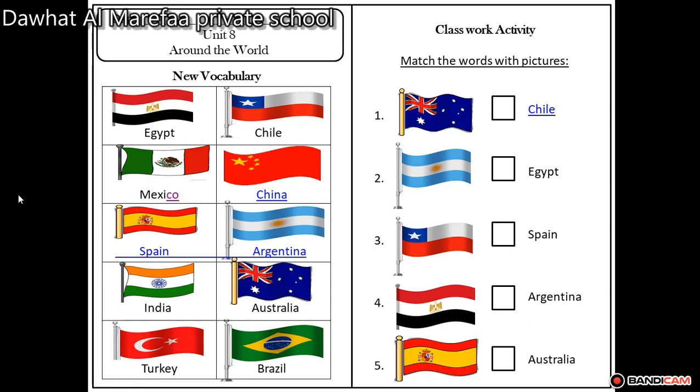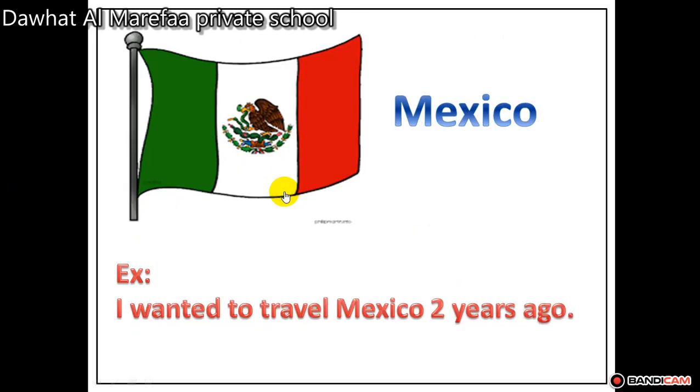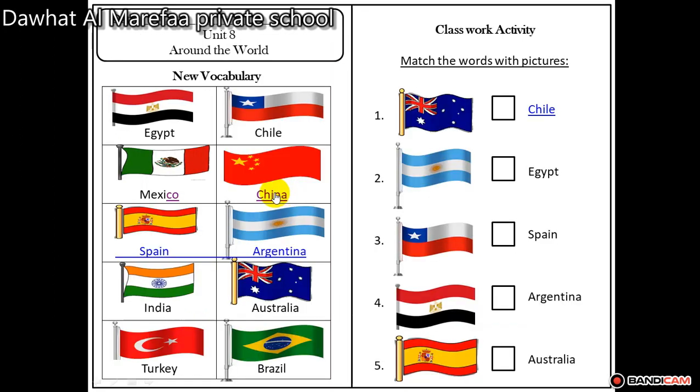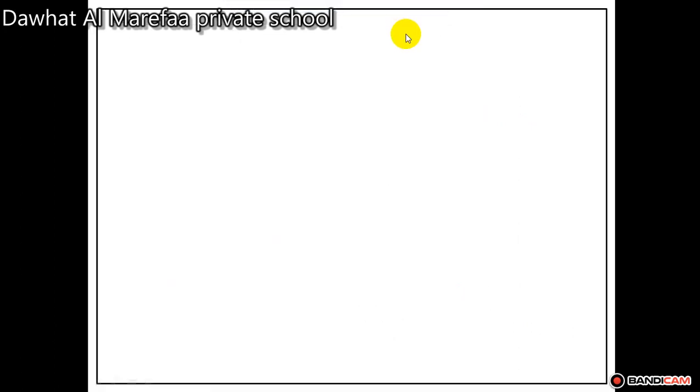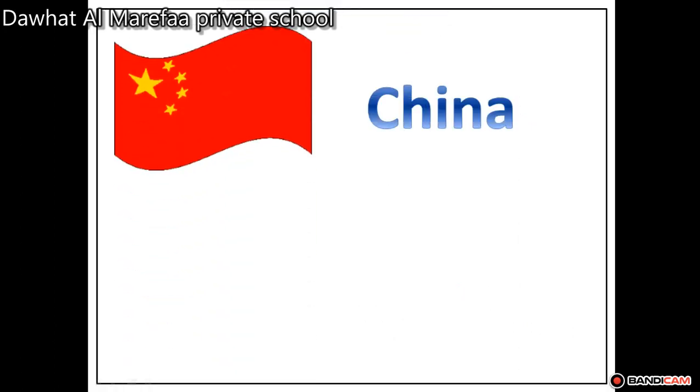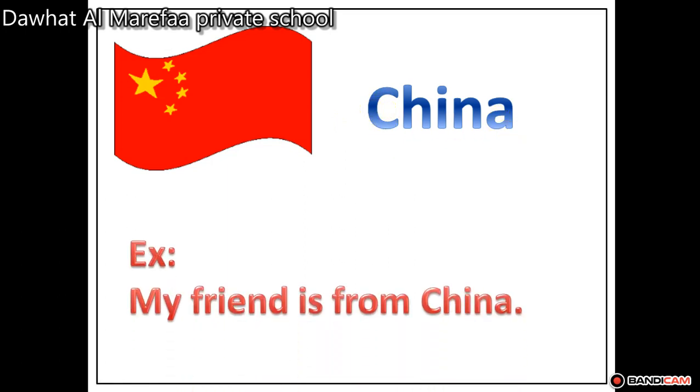So we are turning to number four. What is the flag of this country? Let's see it. This is China. China yani seen. It means seen in Arabic. So this flag of the country is China. Very good. So let's know an example for this. My friend is from China. صديقي من الصين. My friend is from China.